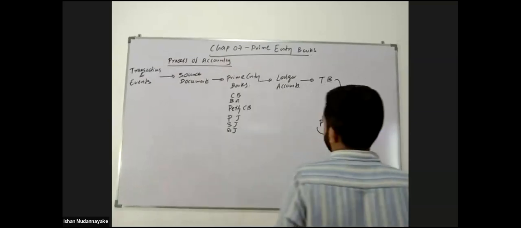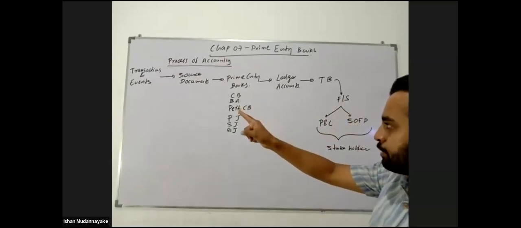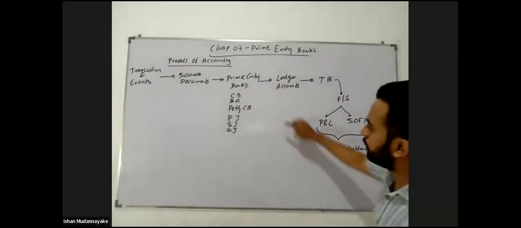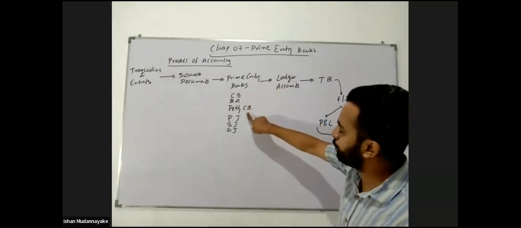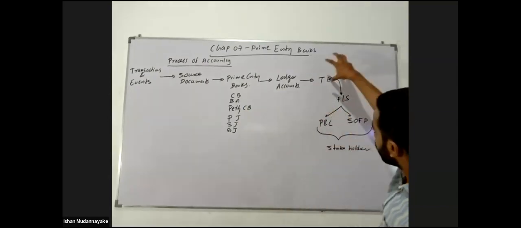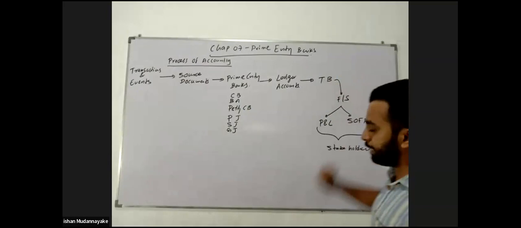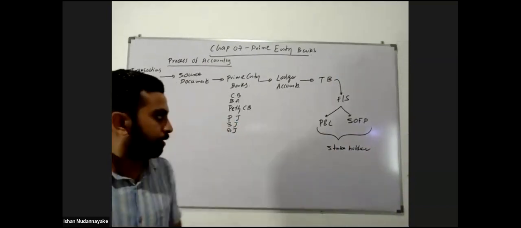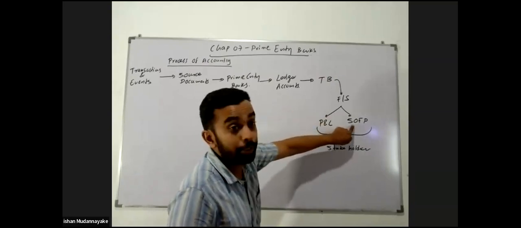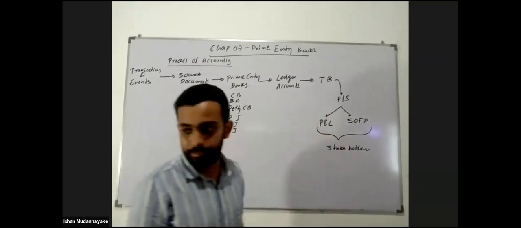Then write down this process. Transactional events, source documents, primary books. What are the primary books? Cash book, bank account, petty cash book, purchase journal, sales journal, general journal, then ledger accounts, trial balance, financial statements. Then profit and loss statement, statement of financial position, then stakeholders.